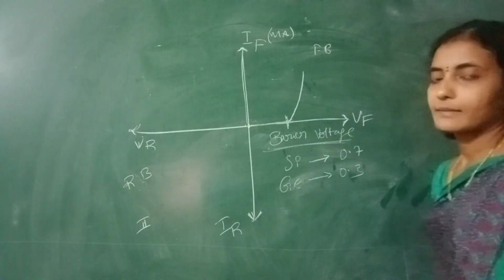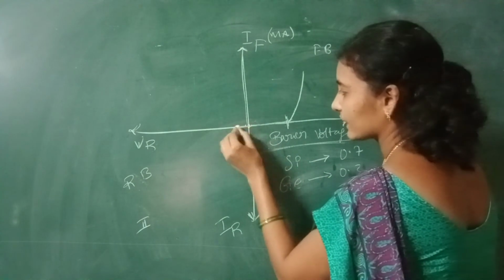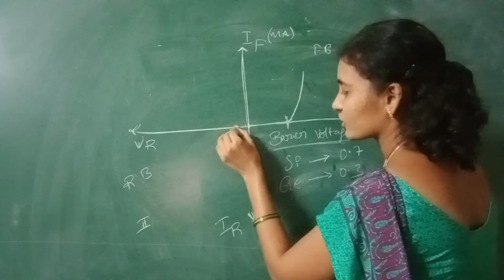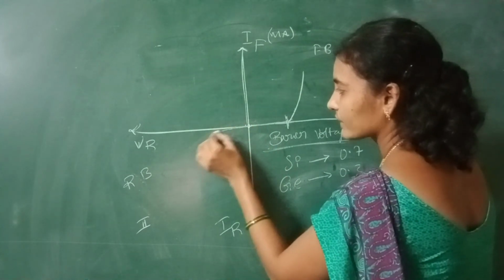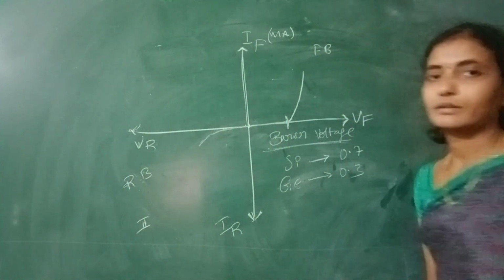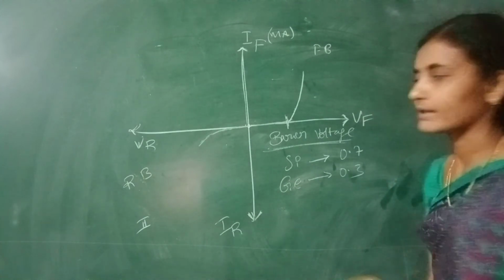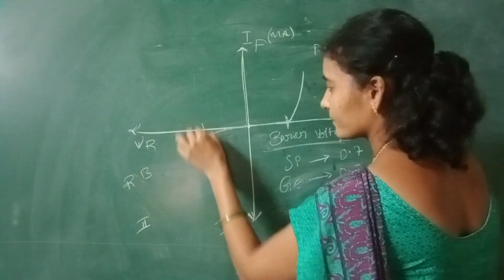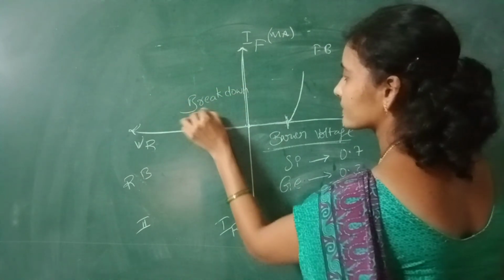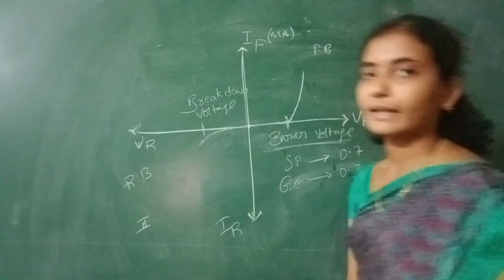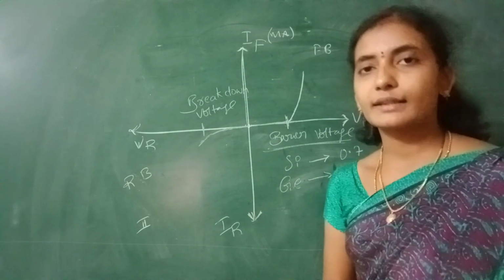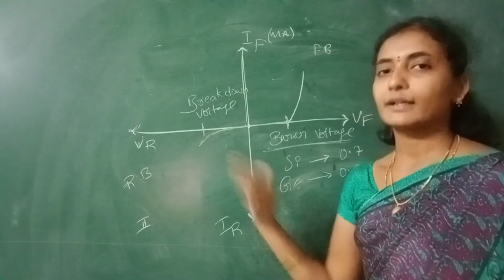Coming to the reverse bias. In reverse bias also, initially there is no current. If we increase the reverse voltage, there is no current initially, but after some voltage the current increases. When it reaches the breakdown voltage, the breakdown voltage is nothing but the maximum reverse voltage for the diode.